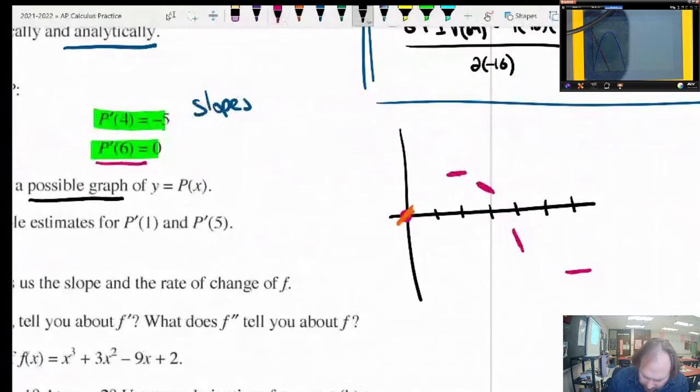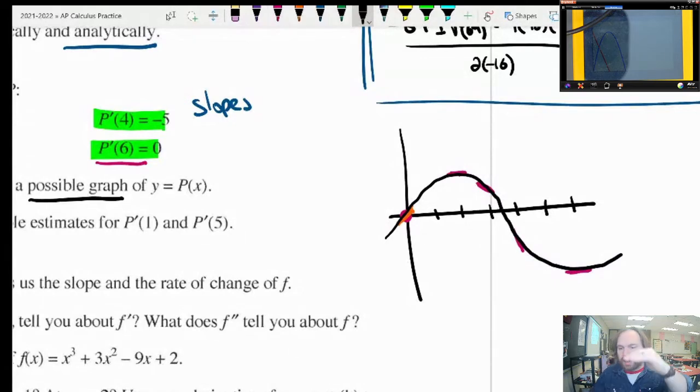From there, I can just sketch the graph and follow the curvature of those lines that I've drawn. The graph doesn't have to look like that. You can move it up and down basically anywhere, as long as it follows those slopes. That's what you're looking for.